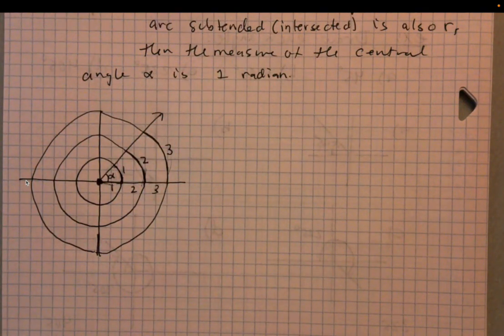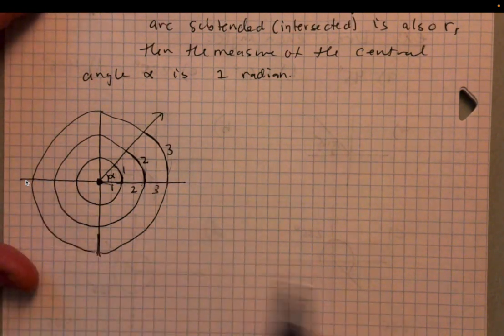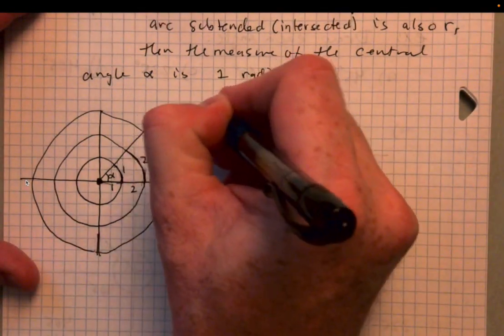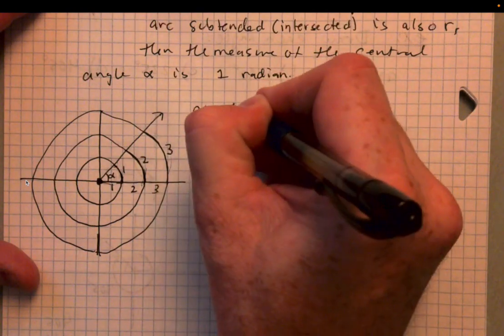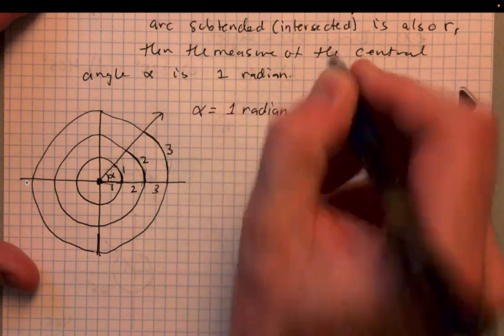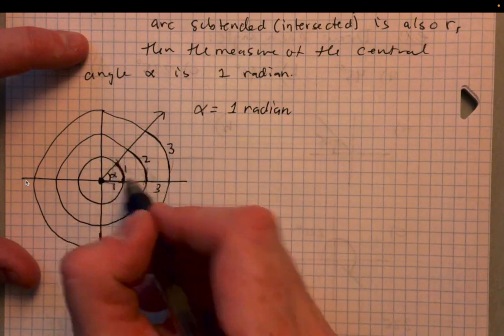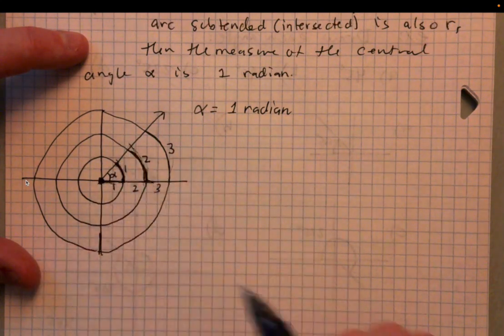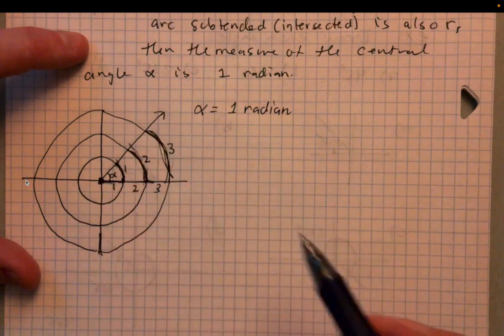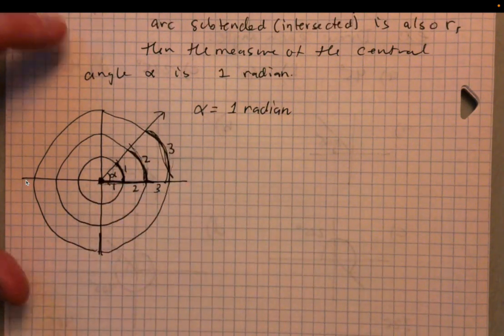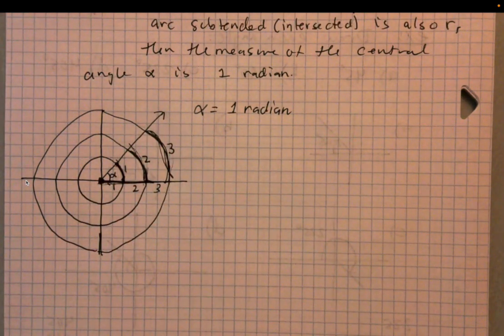So the same angle can be used for whatever size circle. Just making sure that that's clear, because it's a common problem. So alpha here is assumed to be 1 radian, and so this arc is 1, this arc must be 2 if that's radius 2, and this arc must be 3 because that radius is 3. Okay, so that's one of the key ideas.